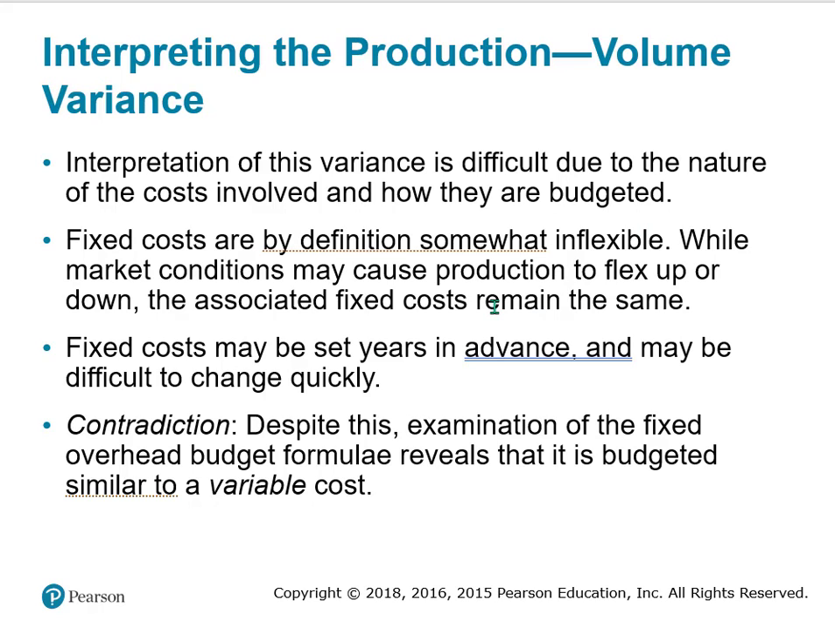Fixed costs, by definition, are somewhat inflexible. While market conditions may cause production to flex up or down, those associated fixed costs just stay flat, they stay the same. So fixed costs are also set years in advance. I mean, maybe 5 years in advance, and they might be difficult to change quickly. For sure they will be. But in spite of this, examination of the fixed overhead budget formula reveals that it's similar to a variable cost. I mean, if you've got enough time, everything's variable.